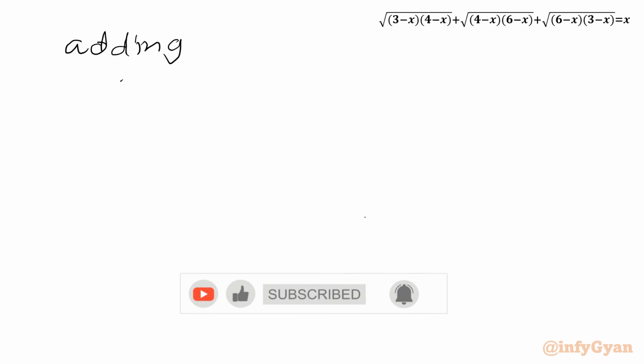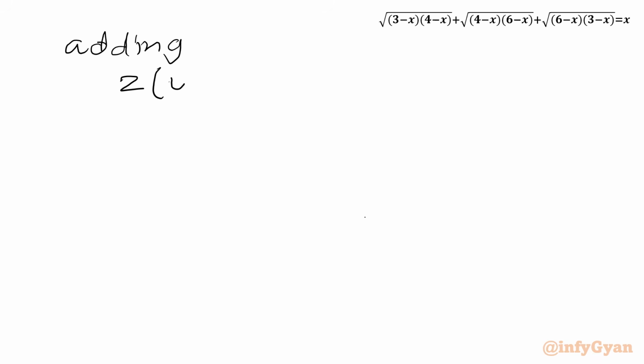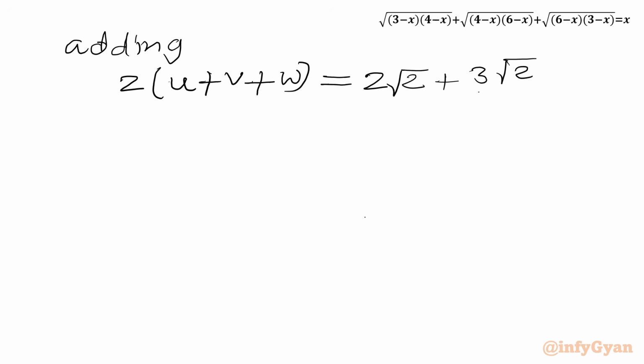we will get 2 times in the bracket u plus v plus w will be equal to, we'll write 2 root 2 plus, we'll write 3 root 2 by 2 plus, we'll write root 2. Now we have denominator 2. So I will multiply and divide by 2 here. So I need to multiply here with 2.